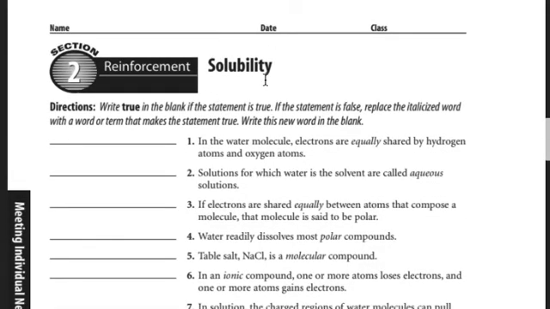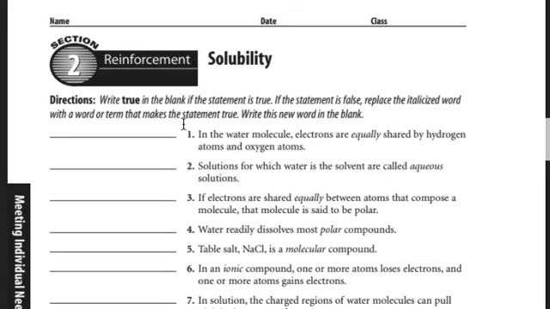It's all about solubility. The directions say write true in the blank if the statement is true. If the statement is false, replace the italicized word with a word or term that makes the statement true. Write this new word in the blank. Let's get started. Number 1.